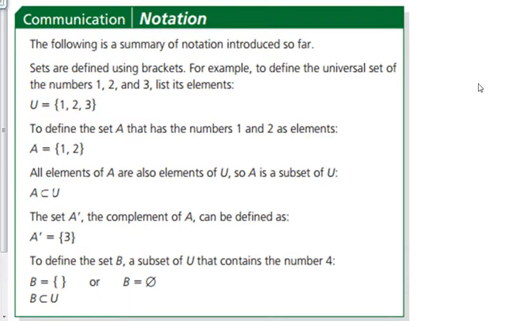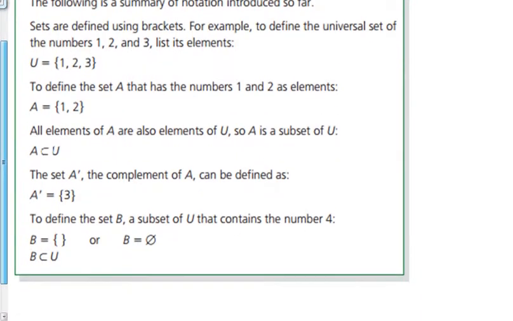So, communication, notation. The following is a summary of notation introduced so far. Sets are defined using brackets. For example, to define the universal set of the numbers 1, 2, and 3, you list its elements. U is equal to open curly bracket, 1, 2, 3, and then you close your bracket. To define set A that has the numbers 1 and 2 as elements, A is equal to curly bracket, 1, 2. All elements of A are also elements of U, so A is a subset of U, written as A ⊂ U.